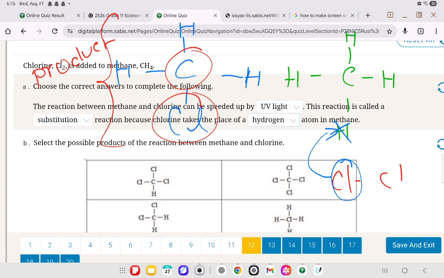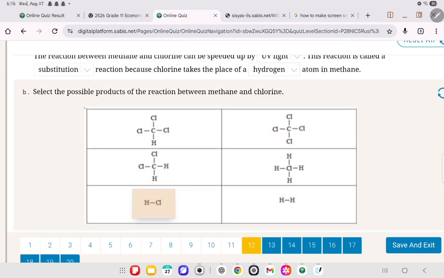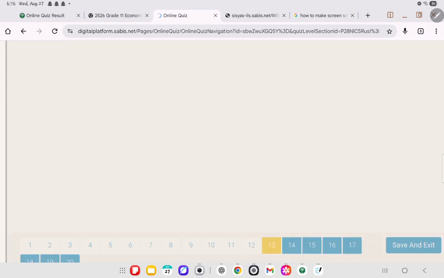Now, there's another product. If we substituted and chlorine took the place of this hydrogen, where will the hydrogen go? It will take the place of the chlorine, and it will be HCl. So these are the possible products. We have HCl, of course. Remember, carbon has to be in the middle and there has to be a substitution. So these are the products.